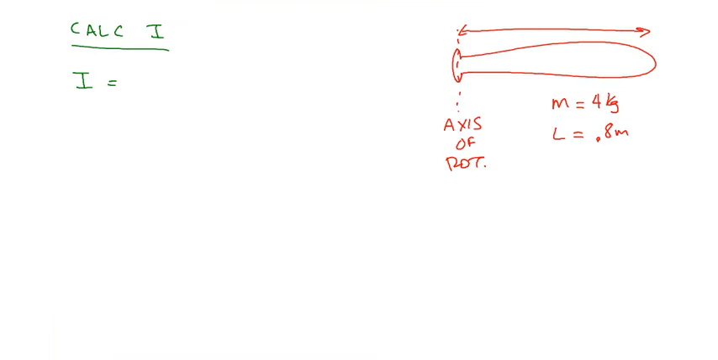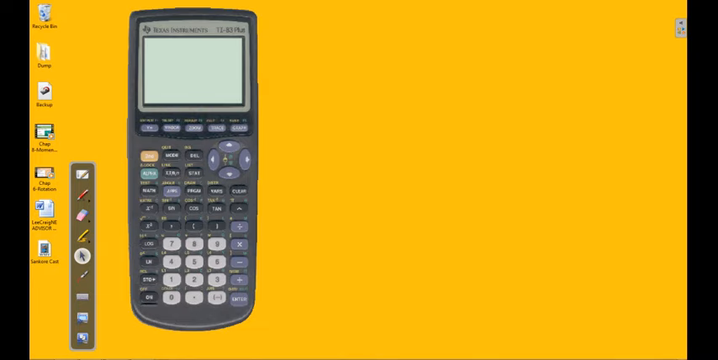So now that we know which formula to use, we come over here and write down that I equals ml squared over 3. Okay, we have those numbers. The mass was 4 kilograms. The length is 0.8 meters. That has to be squared. We divide by 3. I'm going to cheat here and use my calculator. When I do 4 times 0.8 squared divided by 3, I get a number, 0.853.